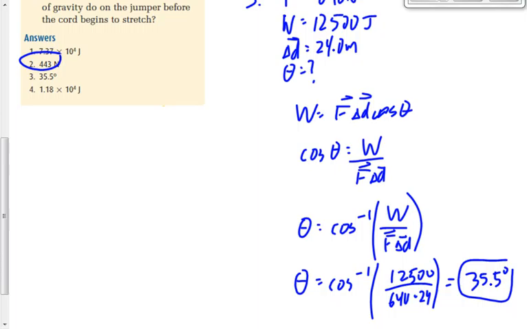What was the issue with that one, guys? Was it the inverse cosine thing? Okay, you knew what to do, except you didn't know how to find theta mathematically.